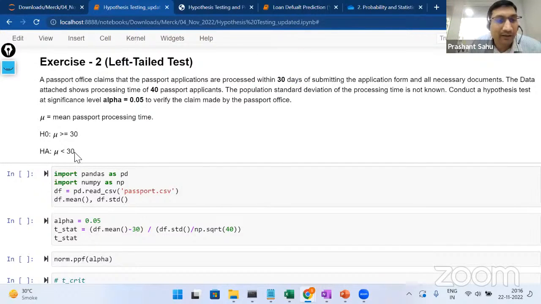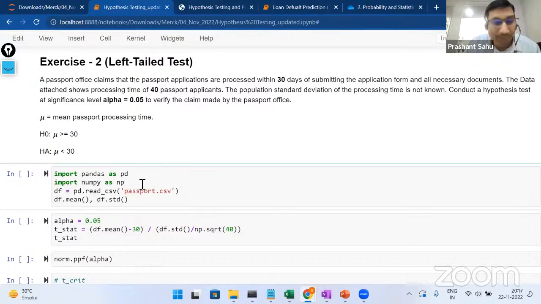So can you see this here? Mu is less than 30. So this is my alternate hypothesis. And mu greater than or equal to 30. So if the average passport processing time is greater than or equal to 30, then the passport office's claim will be nullified, right? When will this claim be nullified? They are claiming that it is within 30 days. So less than 30, of course. So if the actual mean coming from the population is greater than or equal to 30, then this claim gets nullified. So you should always formulate the alternate hypothesis first and then followed by the null hypothesis. I think that point is clear.